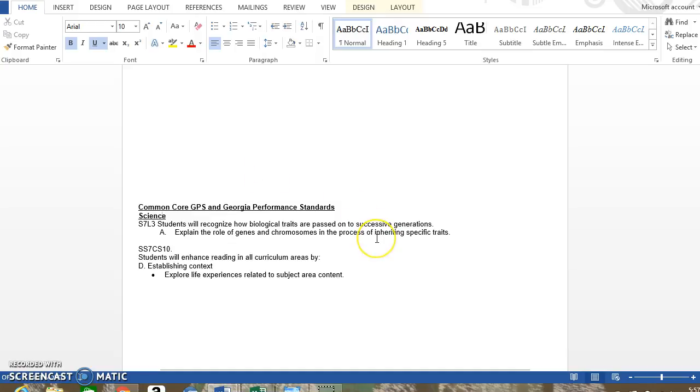Students will recognize how biological traits are passed on to successive generations, and they will explain the role of genes and chromosomes in that process of inheriting recessive and dominant traits. This also allowed them to establish context to explore life experiences related to their subject area content.